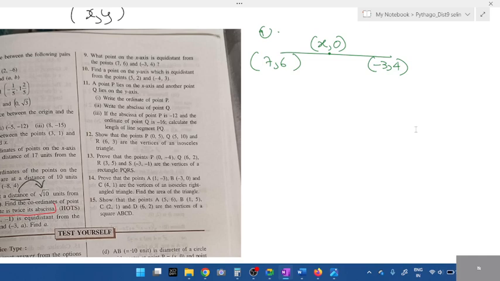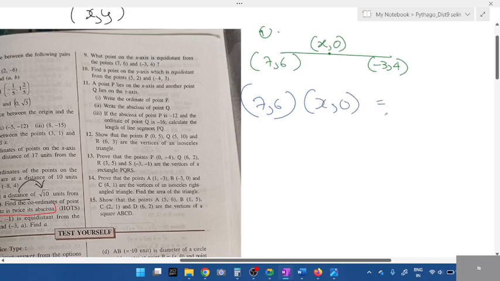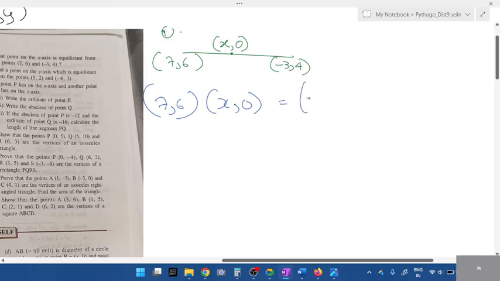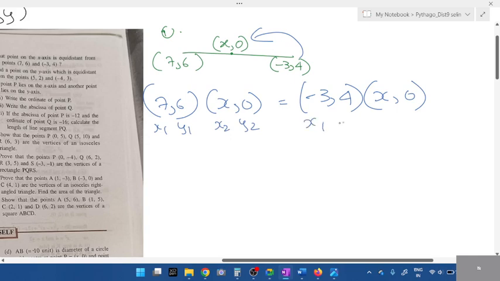Almost finished. Okay, try this for homework, students. Okay, fine, I'll give you all the formula. You can try. See, what are the 2 points you have to take? First 7 comma 6 and x comma 0, is equal to next one, minus 3 comma 4 along with 0. This is x1, y1, x2, y2. Same. What is this? x1, y1 and x2, y2. Square root of.